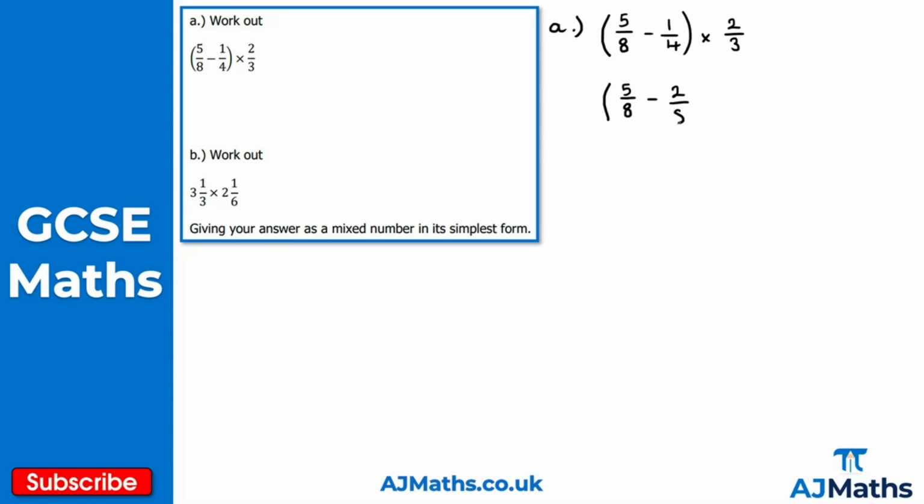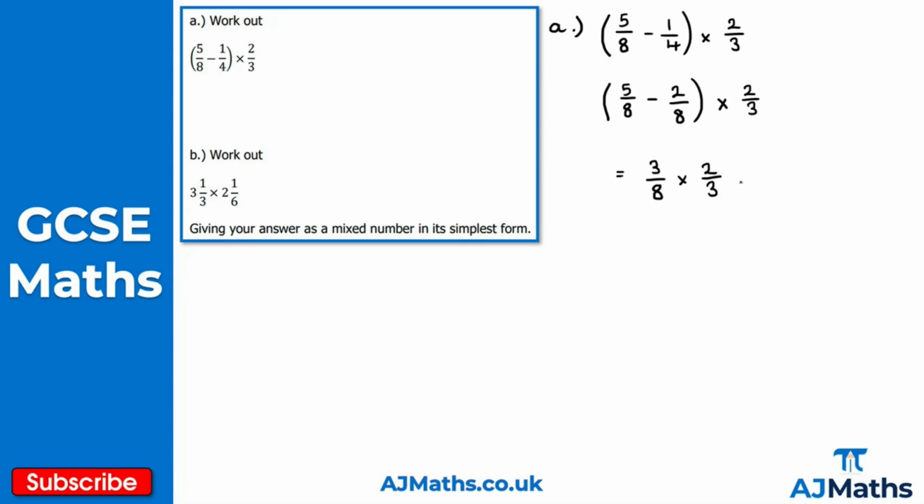So times in both the numerator and denominator here by 2. So 1 times 2 would give me 2. 4 times 2 would give me the 8. And we times this here by 2 over 3. So now if we had to perform the subtraction here, 5 over 8 minus 2 over 8, that would give us 3 over 8. So what we get here then is 3 over 8. And then we times that by 2 over 3.